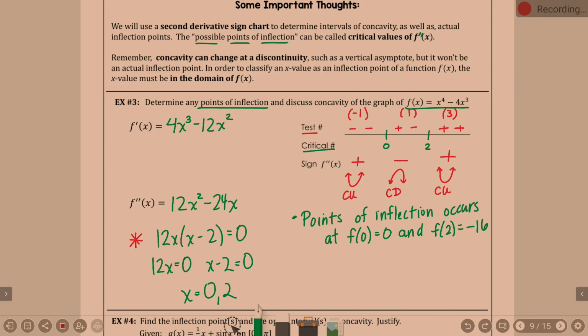The other thing they ask us is to discuss concavity. So f of x is concave up from negative infinity to 0 and from 2 to infinity, and then it's going to be concave down from 0 to 2.